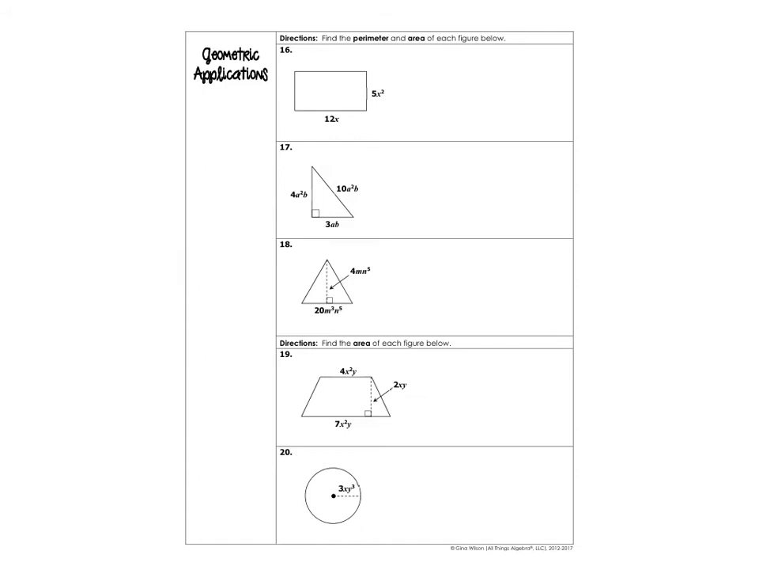Geometric applications. So we're asked to find the perimeter and the area. So perimeter, I should have, obviously, this is a rectangle. Ugh, I cannot talk. Rectangle. So I have two 12x's, right? And then I have two 5x squares. So I have to add 2 times 5x squared. And that's simply 24x plus 10x squared.